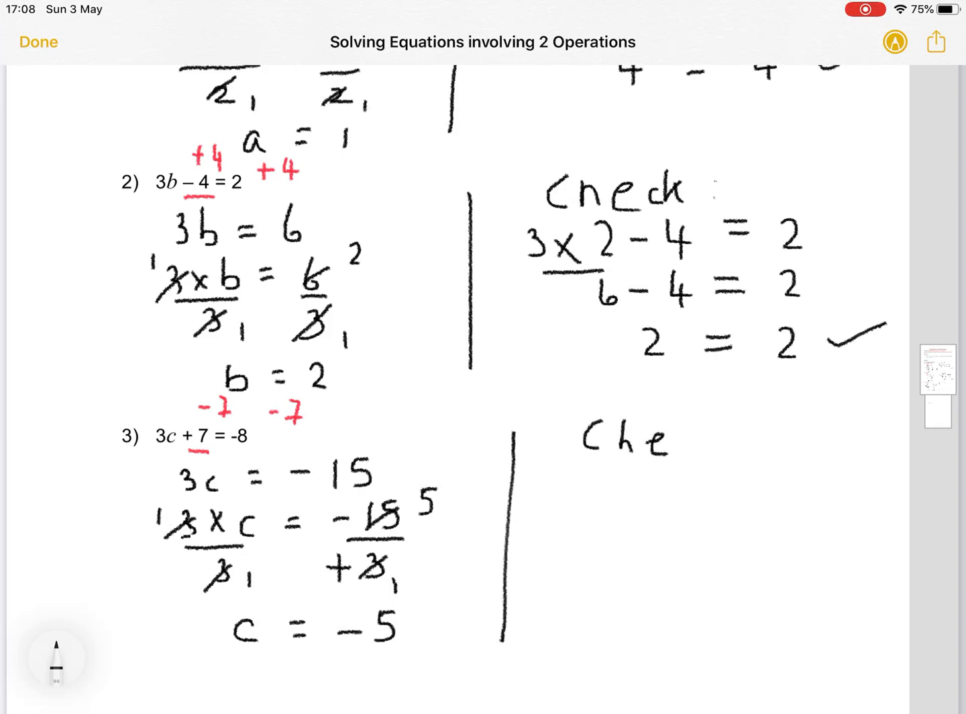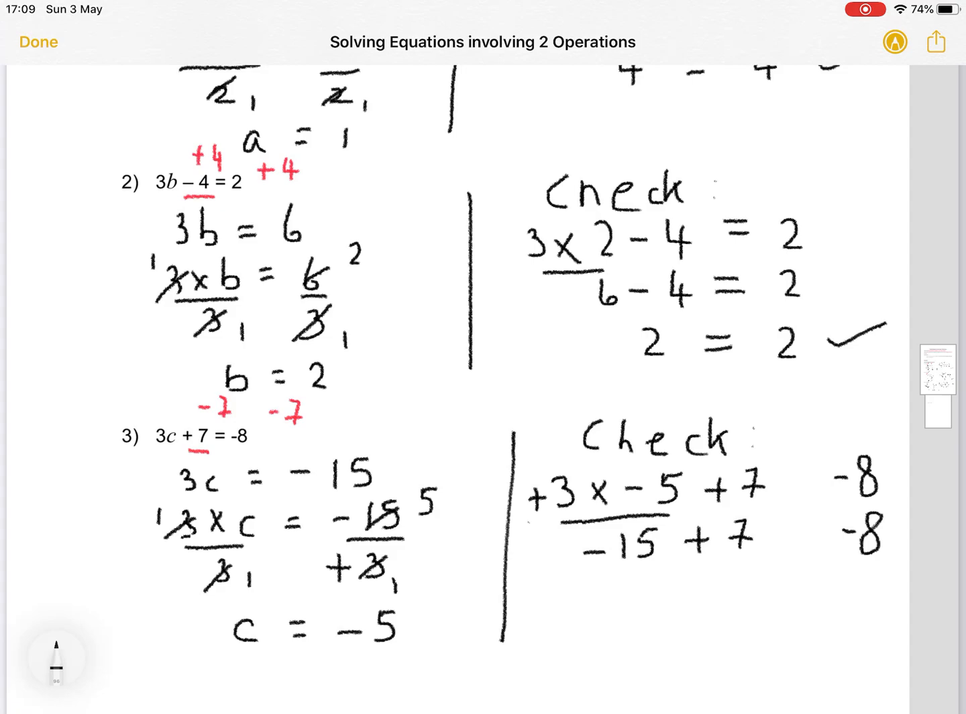Let's check. 3c means 3 times c, so it means 3 times negative 5 because we are substituting the c by negative 5 in the equation, plus 7. On the other side we have a negative 8. We work out the multiplication first. In front of the 3 there is a positive sign. Positive times a negative, that's a negative. 3 times 5, it's 15. Plus 7. On the other side we always have a negative 8.